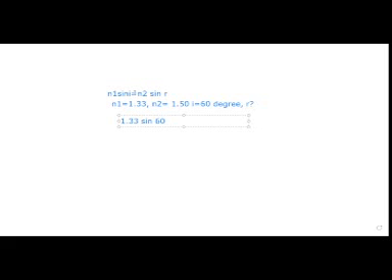equals, from the formula, N2, 1.50 sine R. Okay, so the unknown here is R. We are looking for R. So we are going to divide both sides by 1.5. So we will have that.